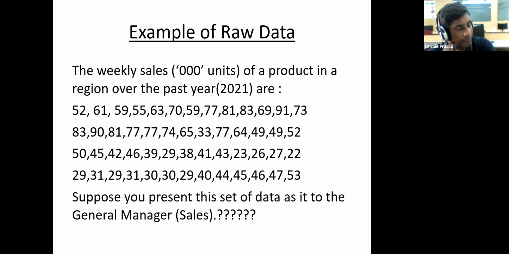You can see here, I'm showing you one data. This is an example of raw data we are talking about: the weekly sales, in thousands, of a product in a particular region over the past years, that is 2020-21. Here you can see there are 52 data points: 52, 52, 61, 59. If you count all these numbers, these are the 52 data points, meaning these are the weekly sales of a particular year, that is 2021.